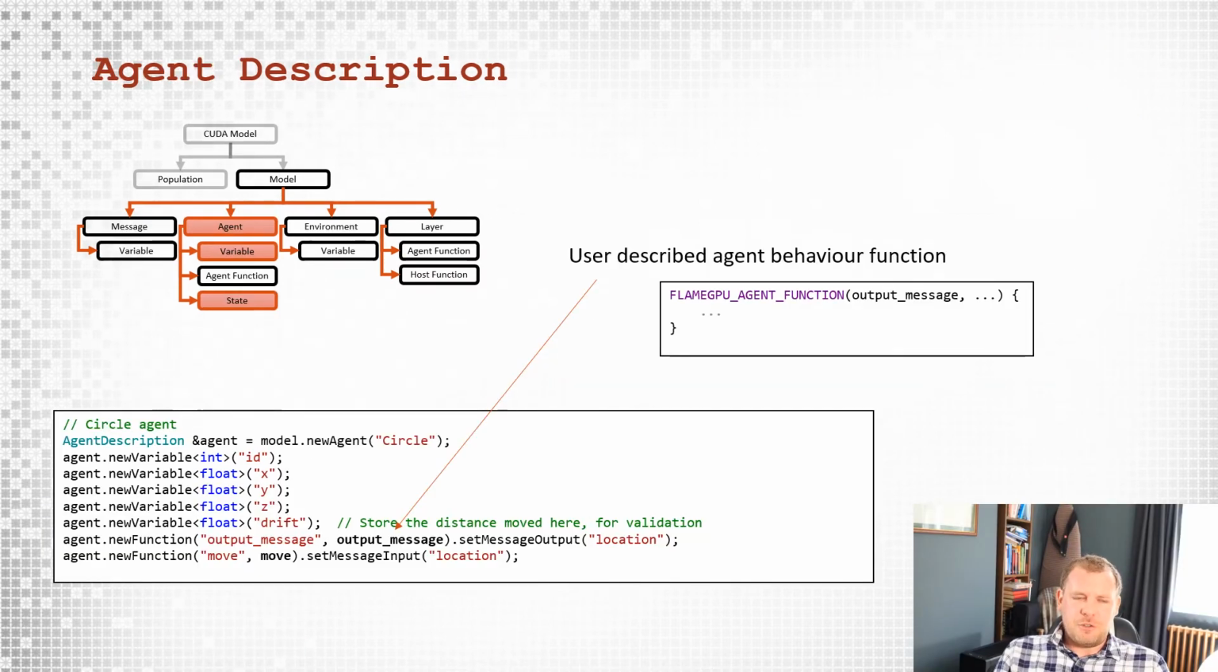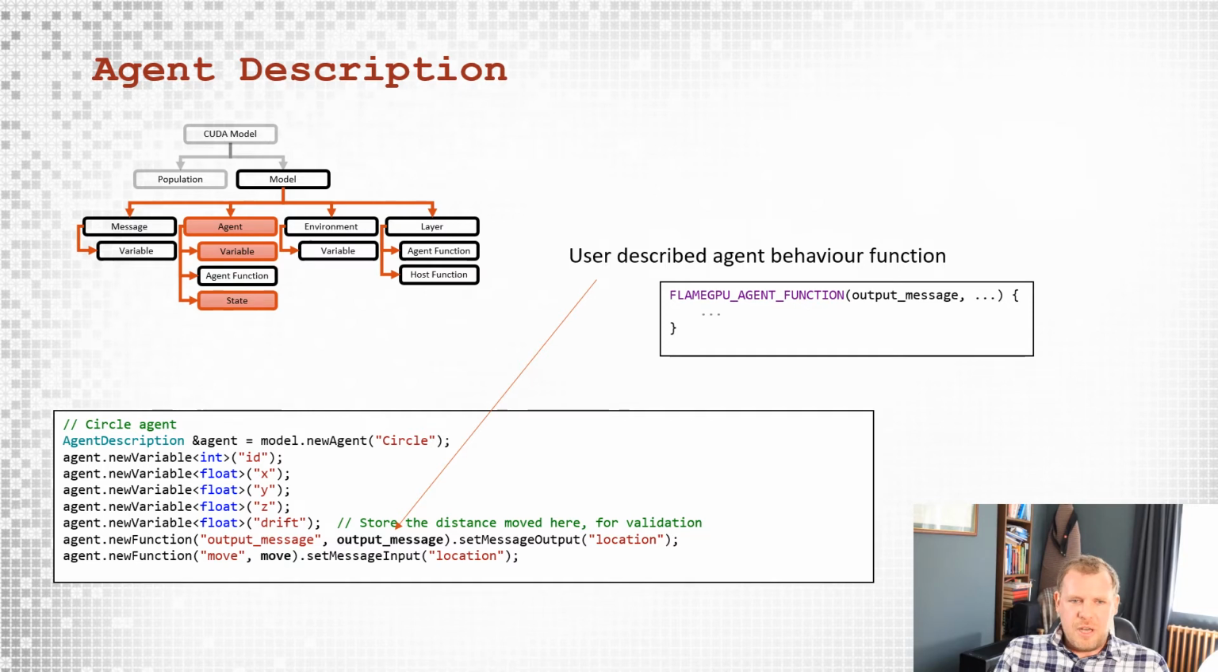So next you would describe an agent, and an agent is described using an agent description. You can add different variables to agents. So these are effectively state variables that can be manipulated by agent functions. So this would be things like position. You do that simply within the API by using a templated function to specify the type and naming the variable using a string.